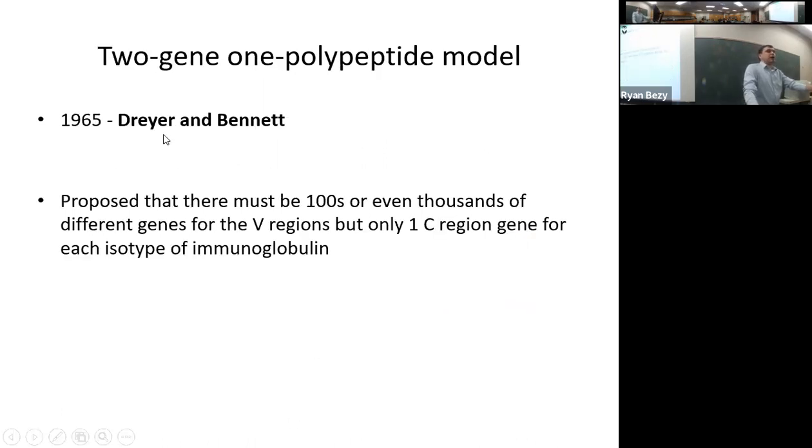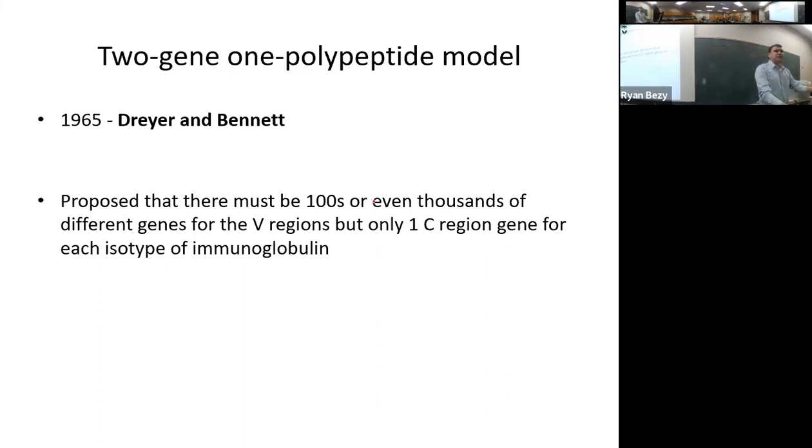1965, researchers, last name of Dreyer and Bennett, they proposed that there must be hundreds or even thousands of different genes for the variable regions, the variable domains of both light chain and heavy chains, but only one constant region for the light chain and only one constant region for each of the isotypes of immunoglobulin.